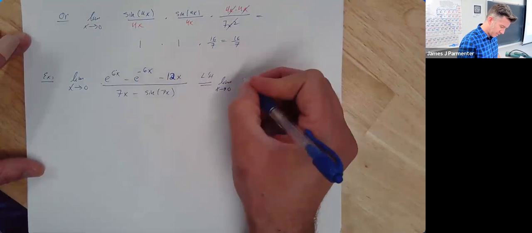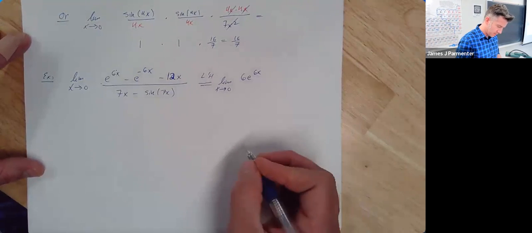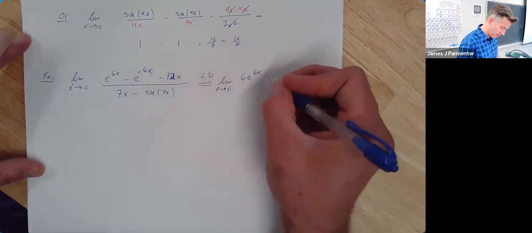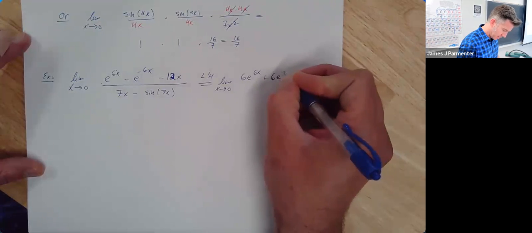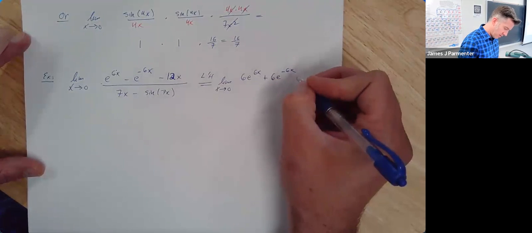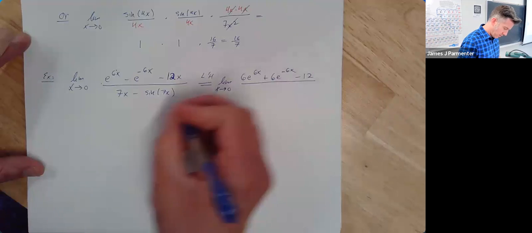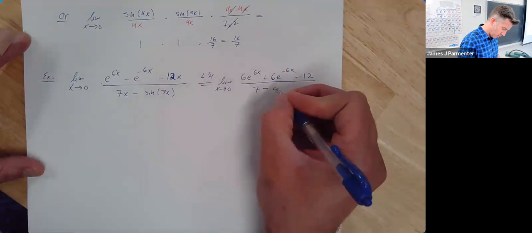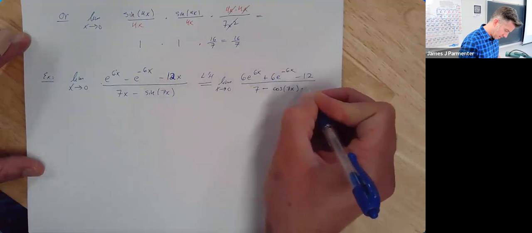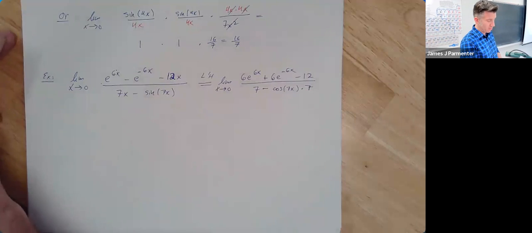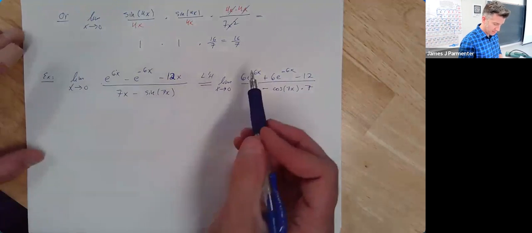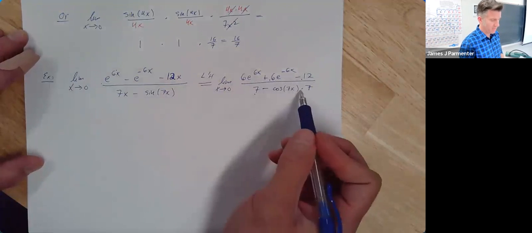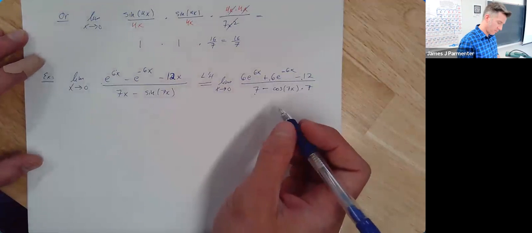So the derivative of e to the 6x is 6 e to the 6x. The derivative of e to the negative 6x is negative 6 e to the negative 6x, and the negative negative becomes a positive 6 e to the negative 6x. And the derivative of minus 12x is minus 12, all over the derivative of 7x, which is 7, and the derivative of sine of 7x, which is cosine of 7x times 7. And you better believe it, if we plug in 0 again, we get 6 plus 6 minus 12, which is 0, over 7 minus 7, so still 0 over 0.